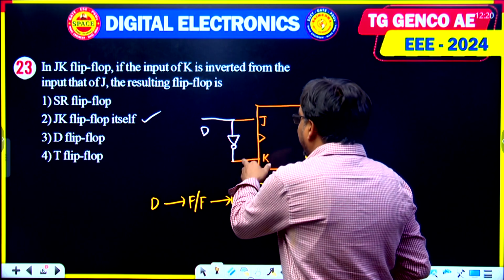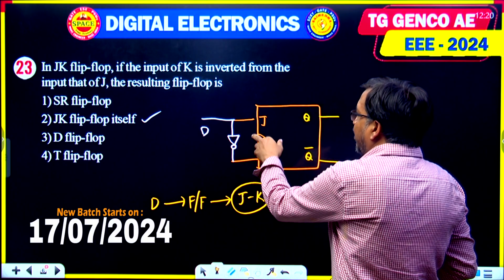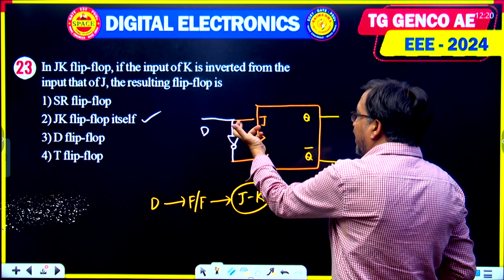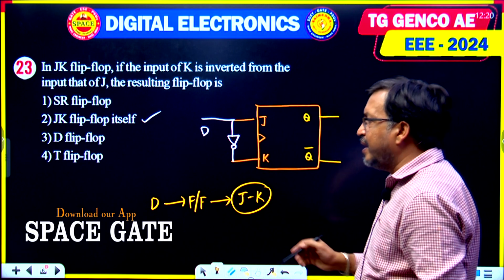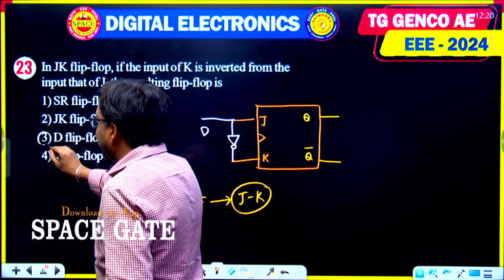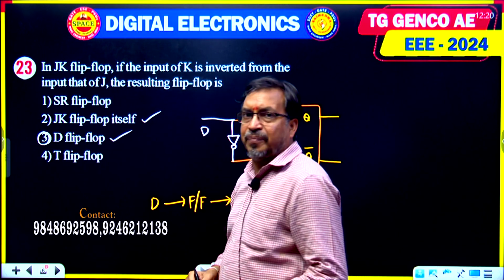The question is the same thing. If the input of K is inverted from the input of that of J, then the flip-flop is, the answer is D flip-flop. What is the answer? D flip-flop is the answer.